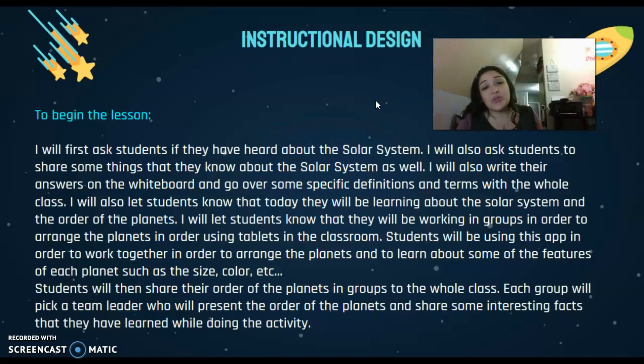I will also let students know that they will be learning about the solar system and the order of the planets using an app while working together in groups. Students will be using this app in order to work together and arrange the planets and to learn about the features of each planet, such as the size, color, etc. Students will then share the order of the planets in groups to the whole class. Each group will also have a team leader who will present the order of the planets and share some interesting facts that they have learned while doing the activity.